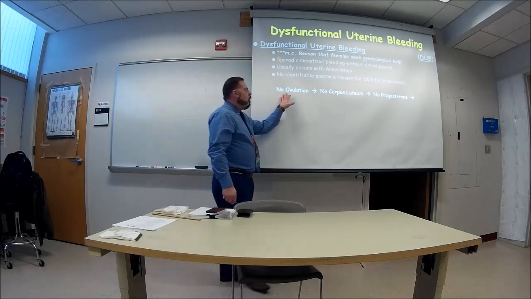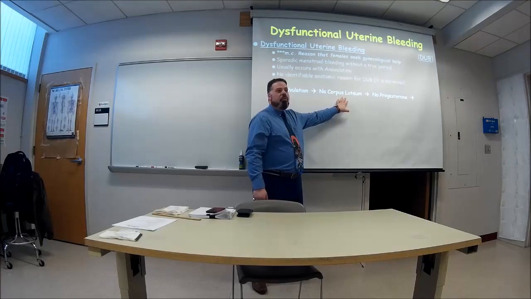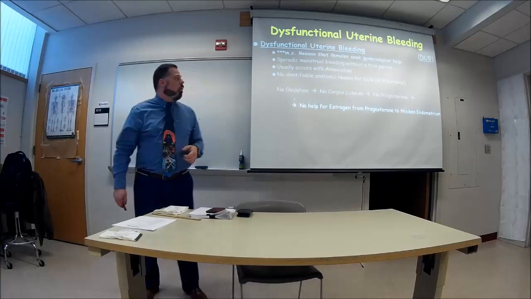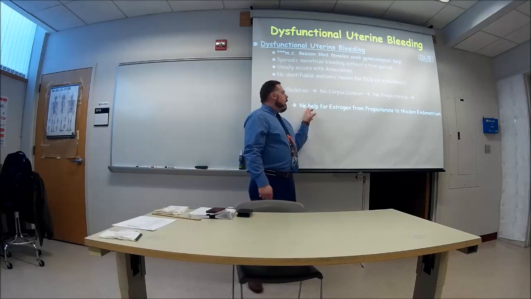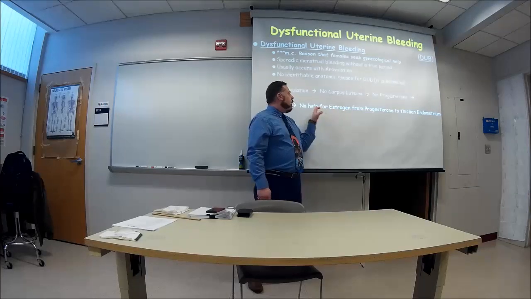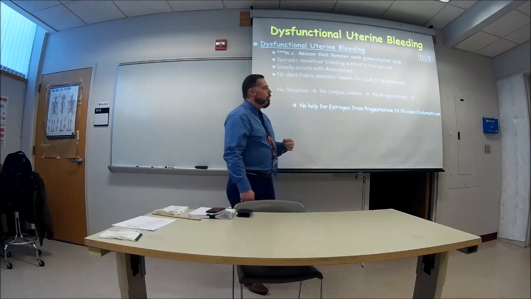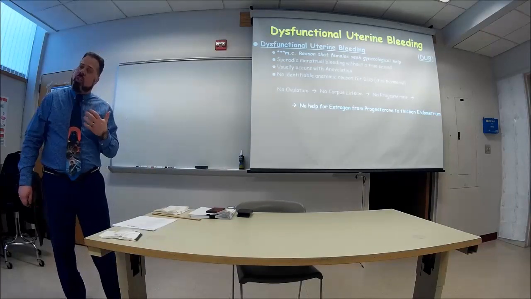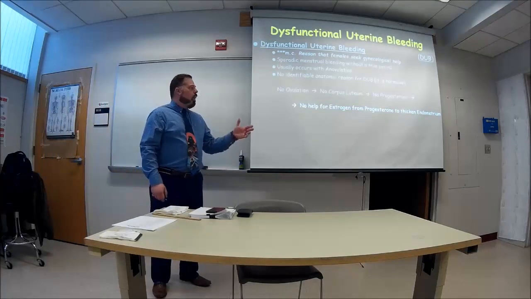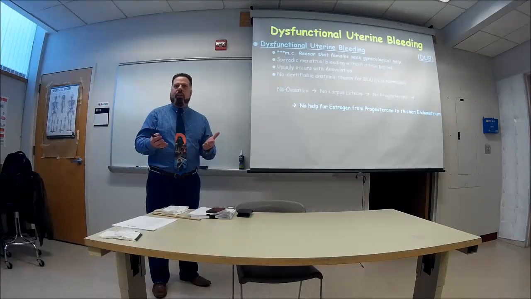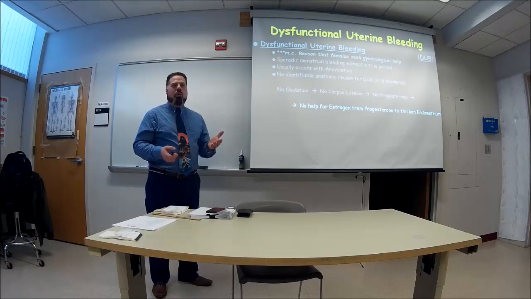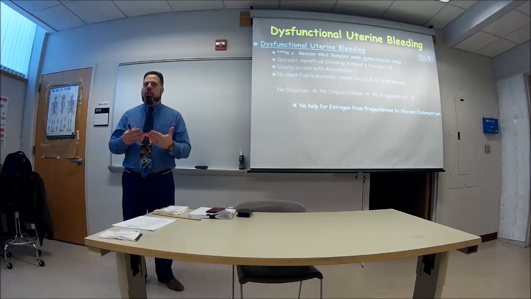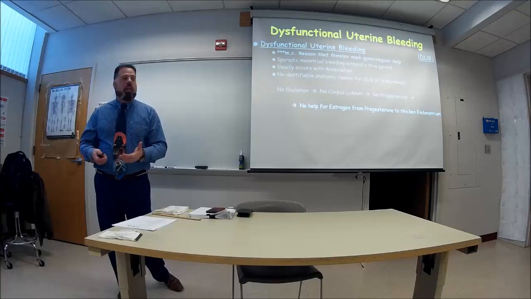So if you have no ovulation, that means the corpus luteum is not formed. If there's no corpus luteum, then there's not going to be any progesterone coming out, okay? You're not going to get any help for estrogen from progesterone to thicken the endometrial lining. So the endometrium is not going to be very thick. If it's thick, you're not going to have a bleed. But right now, you need estrogen and progesterone to make it thick. But if you don't have progesterone, now the estrogen is just going to be there. It's going to be scant. It's going to be thin in certain areas, which means it's going to slough off. It's going to bleed. Okay?